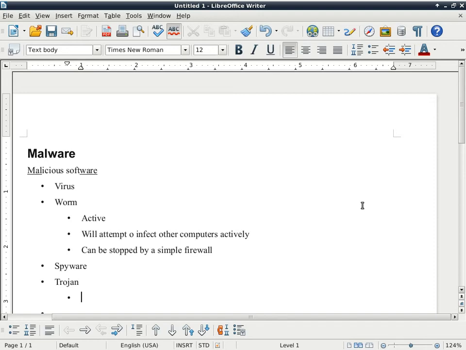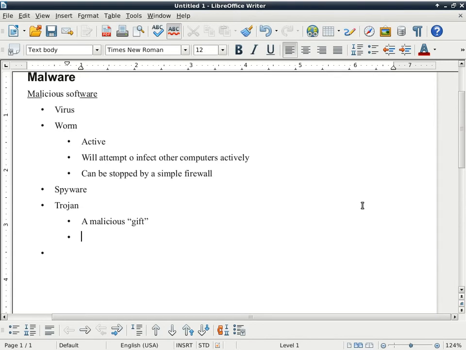What is a Trojan? A Trojan is a malicious gift. That's the best way to put it. It goes back to the original story. The name of a Trojan comes from the story where there's a Trojan horse. Remember that story? Most of you do. It's from Troy, the Troy people.